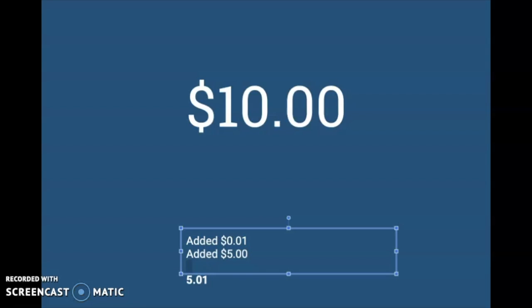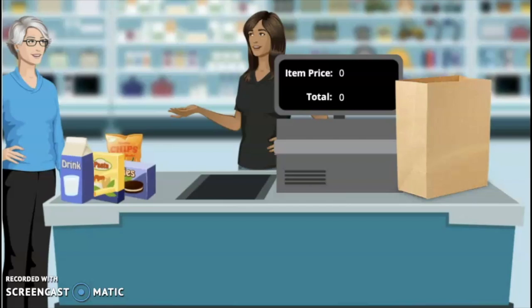Alright, so let's put it together. We got from $4.99 to $10 by adding 1 cent and $5. So for us, it's $5.01, and that's how much change you should get back. That was a lot of explaining. Let's practice one more time, again together.